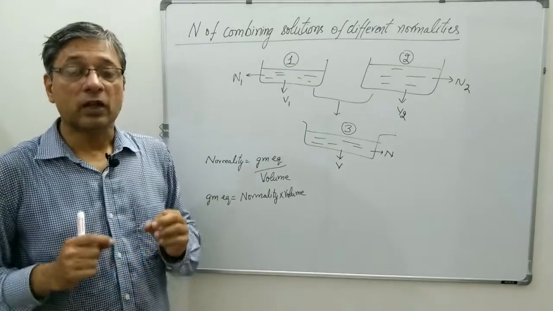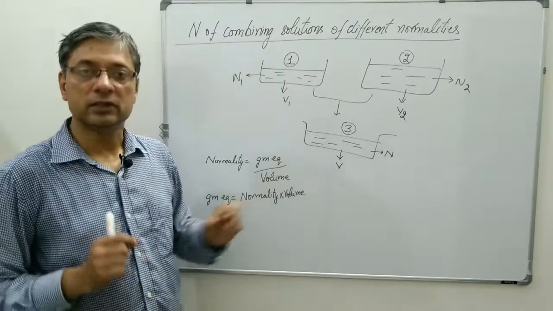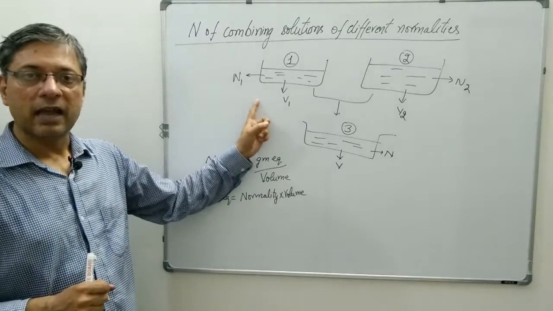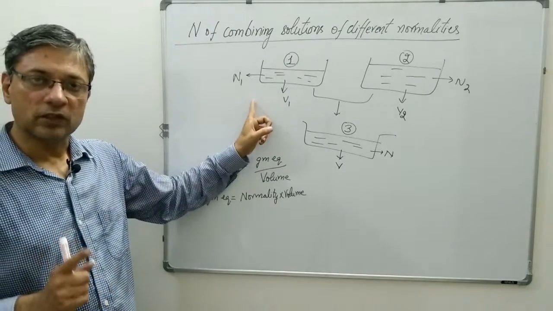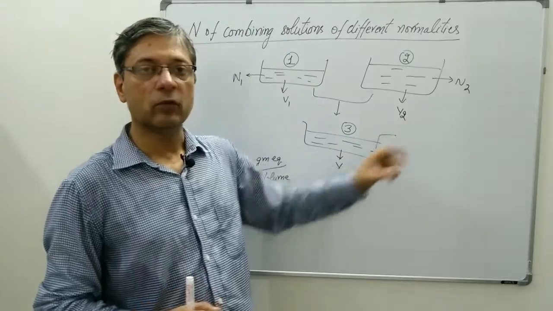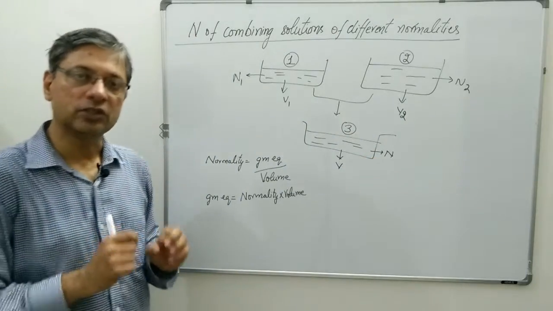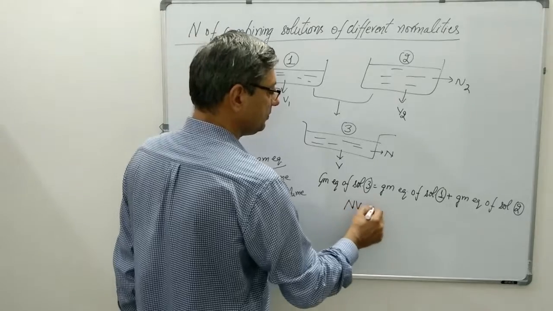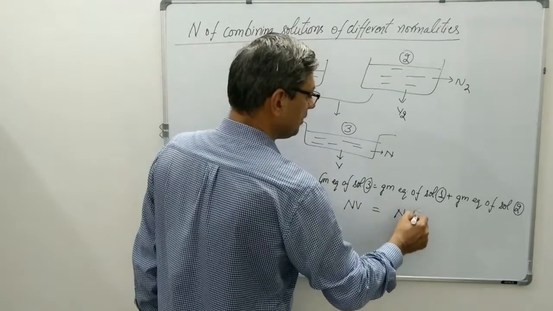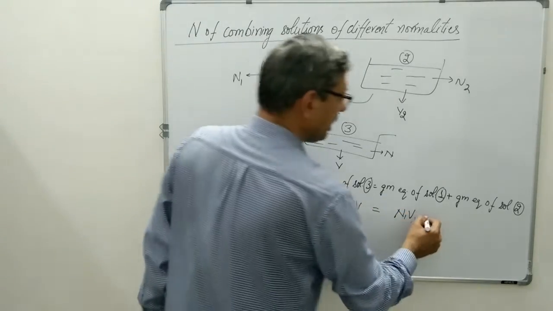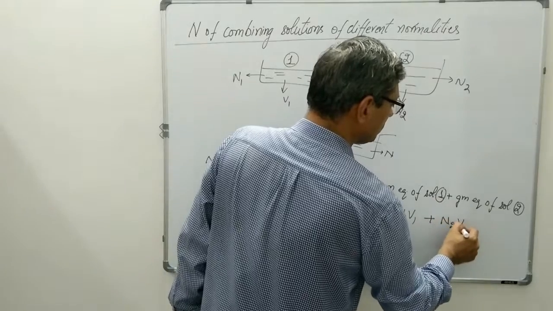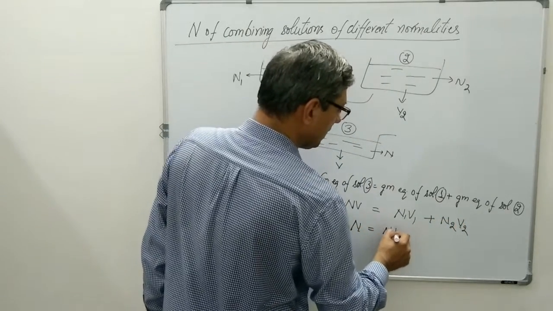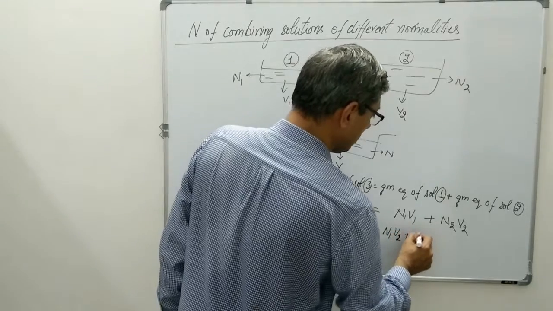into V. Now gram equivalents of the third solution will be equal to the sum of the gram equivalents present in solution 1 and gram equivalents present in solution 2. Gram equivalents of solution 3 will be NV. For solution 1 it will be N1V1 going by this formula, and for solution 2 it will be N2V2. Therefore N will be N1V1 plus N2V2 upon V.